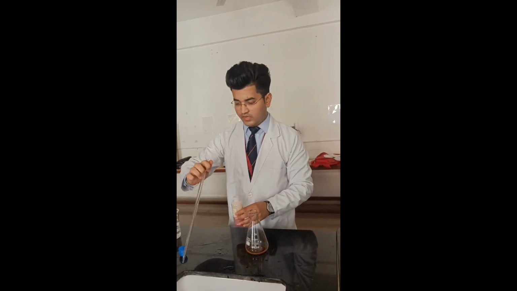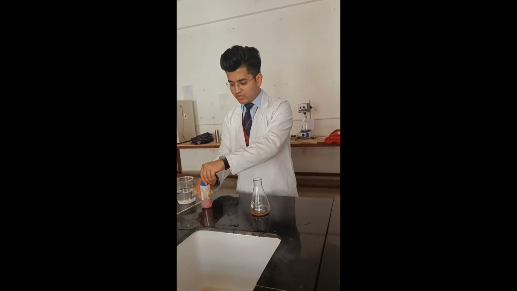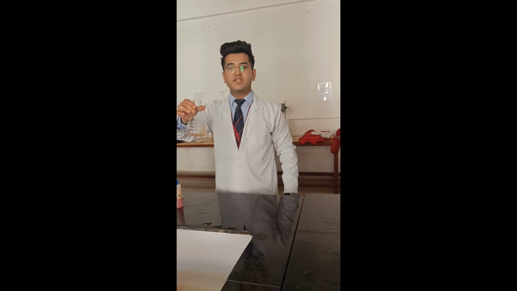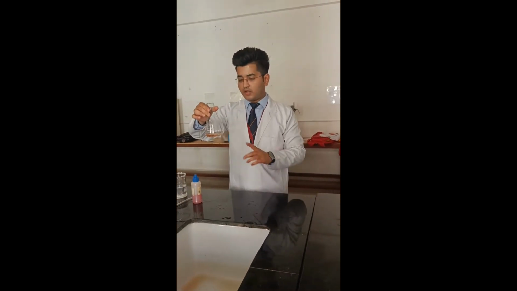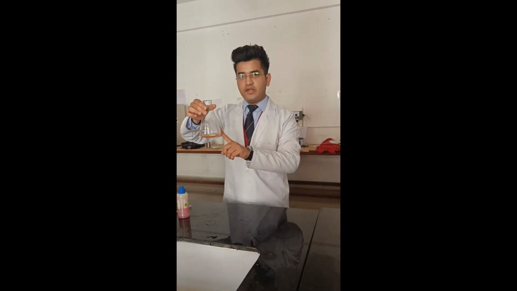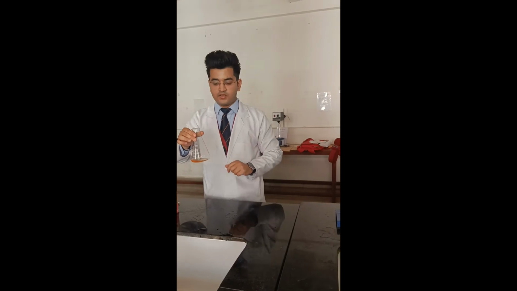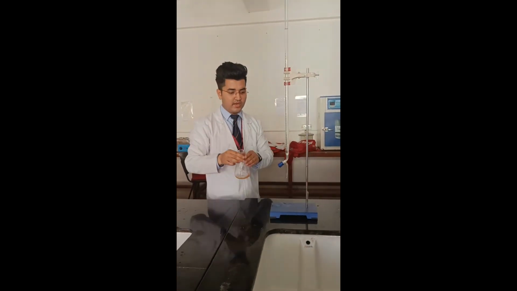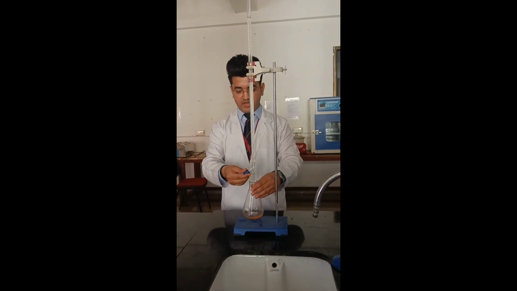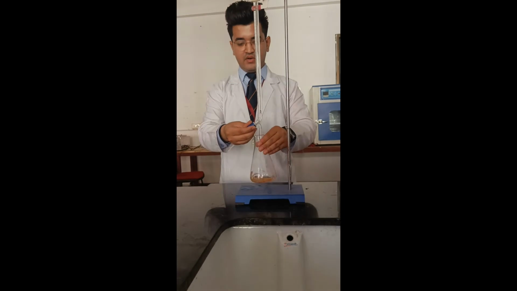So it has shown yellow color in the basic medium. The behavior of acid base indicator we have already discussed in the theory part, that the methyl orange will show yellow color in the basic medium and in the acidic medium it will show the red color. So the end point will be yellow to red. So now we will do the titration and we will take out the reading, and you have to be very precise during the titration.